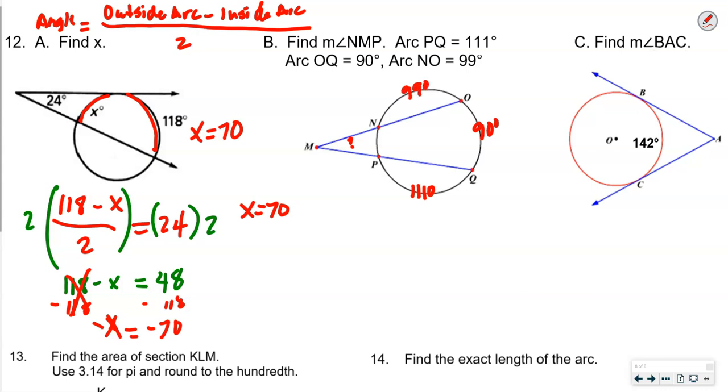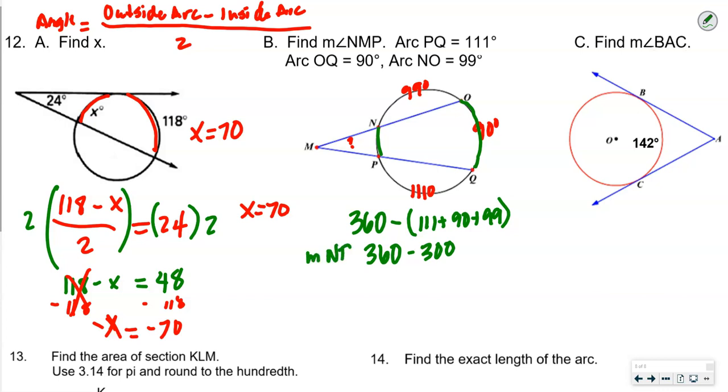Well, it looks like we have our outside arc here, but we don't have our inside arc. So how are we going to find it? Well, we got 3 of 4 arcs, and all of them have to add up to be 360. So can't we go 360 minus whatever 111 plus 90 plus 99 is? So that's going to be 360 minus 300. And this is to find the measure of arc NP, right? So this is going to be equal to 60. So let's put our 60 right there.